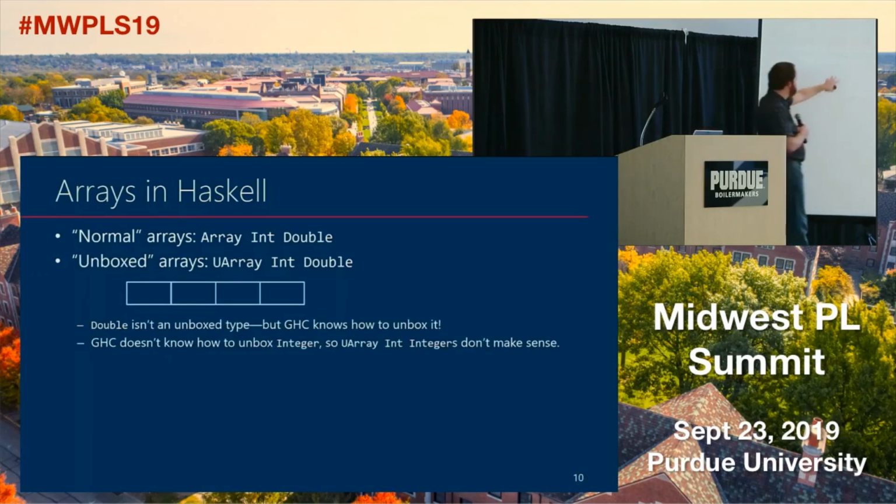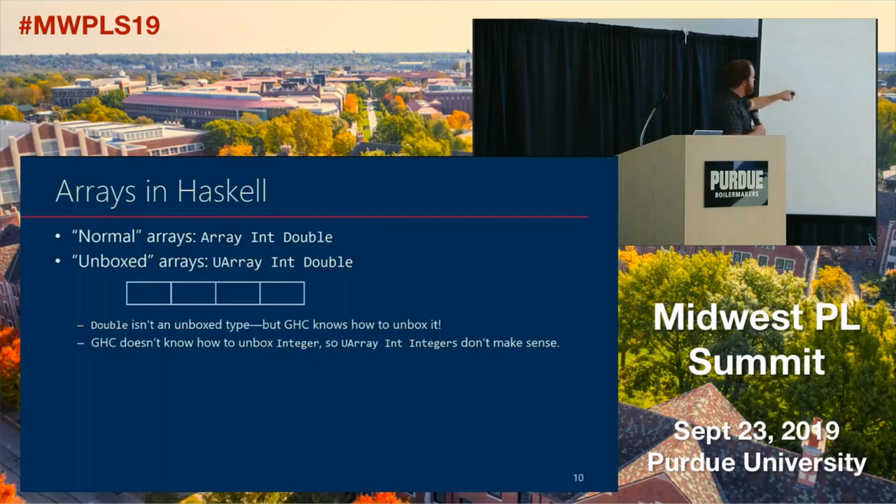So I'm going to declare a uarray int double, and this looks like 4 doubles in a row right next to each other. Now what's going on here? This double, by the way, isn't an unboxed type. Compilers like GHC have an idea of types that aren't boxed, and they have hashes in their names. This is not an unboxed type, but it is a type that GHC knows how to unbox. GHC knows that a double is really a D-hash constructor applied to a double hash value, and so it can put a bunch of double hash values next to each other, and it can handle the boxing and unboxing for us.